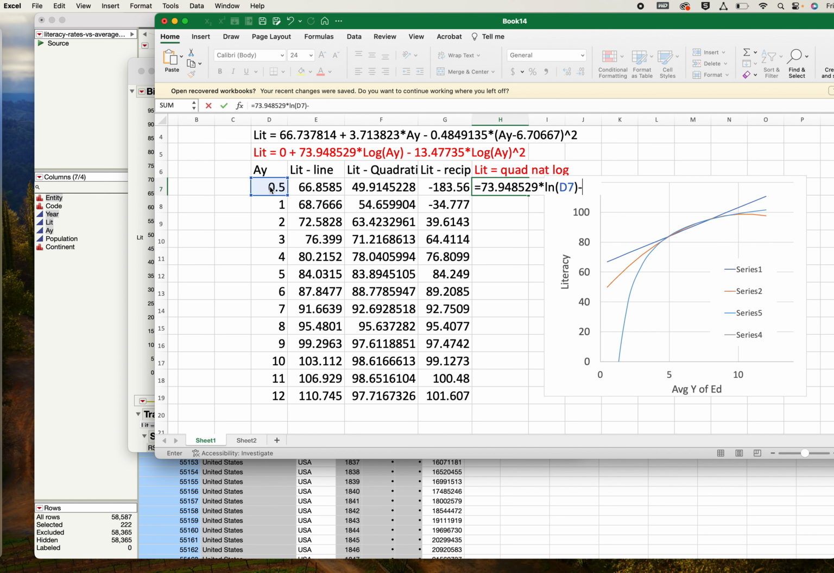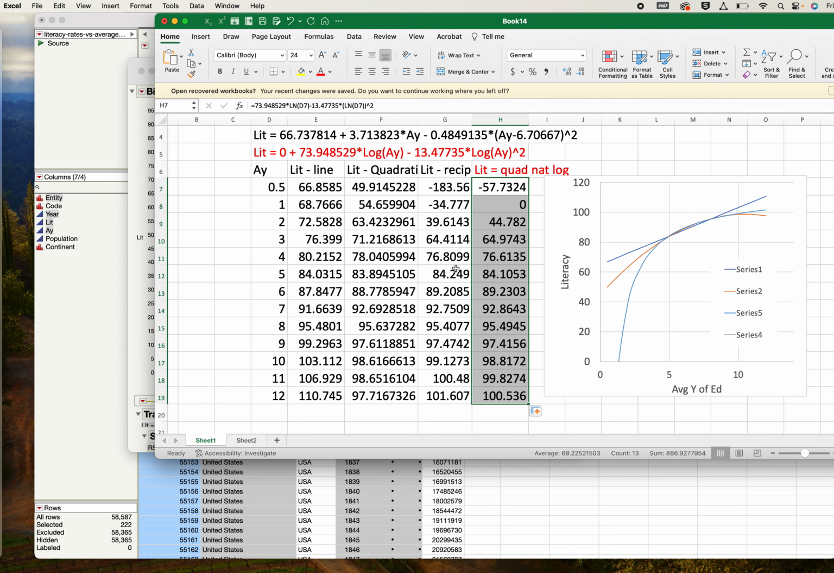And then we're going to subtract 13.47735 times. This is the log squared, so we'll take inside the parentheses the natural log of AY, and that entire thing is being squared. So we'll close the parentheses on the natural log and write root 2, and we get a minus 57, a smaller negative value than we get for the reciprocal.